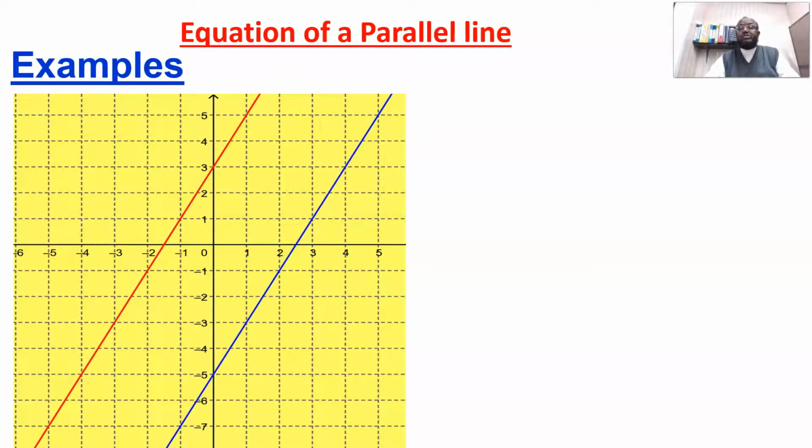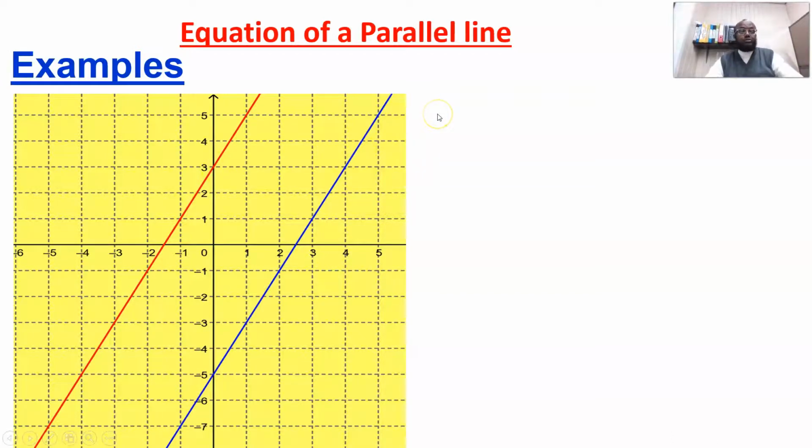Now, to investigate what relationship they have algebraically, we need to find the equation of this line, and the equation of this line, and compare them. We have learned how to find the equation of a line in the last lesson, so let's do that. We need two numbers to be able to write down the equation. Do you still remember what two numbers they were? The intercept and the gradient.